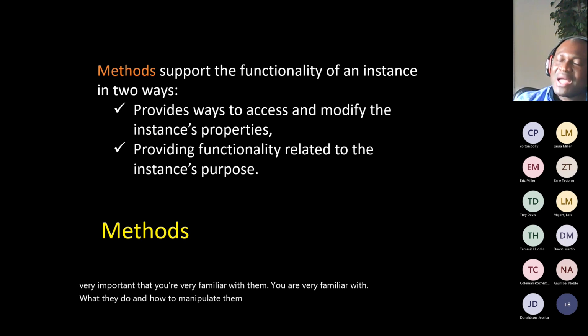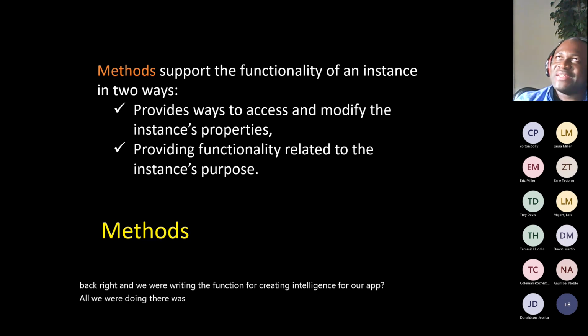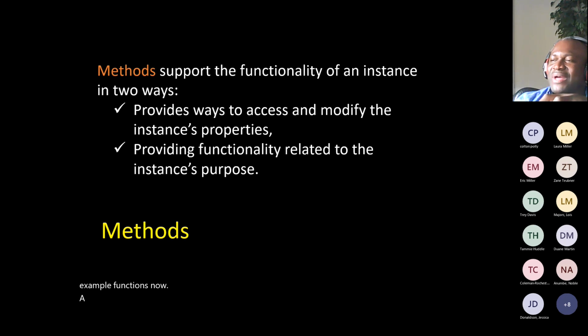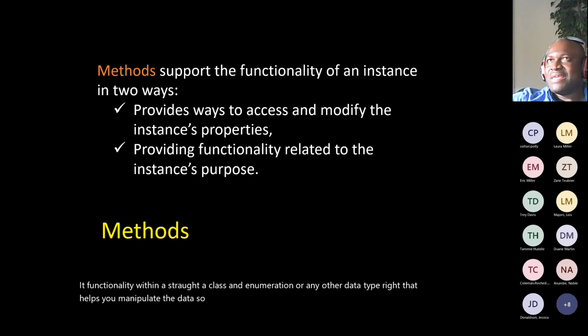What's a method? Remember how we went back and were writing the function for creating intelligence for our app. All we were doing there was declaring data and manipulating that data using, for example, functions. Now, a method is a functionality within a struct, a class, an enumeration, or any other data type that helps you manipulate the data. So it provides a behavior to that object or data structure.